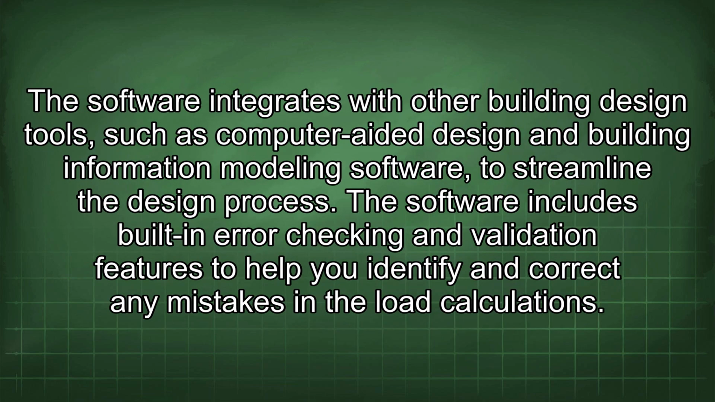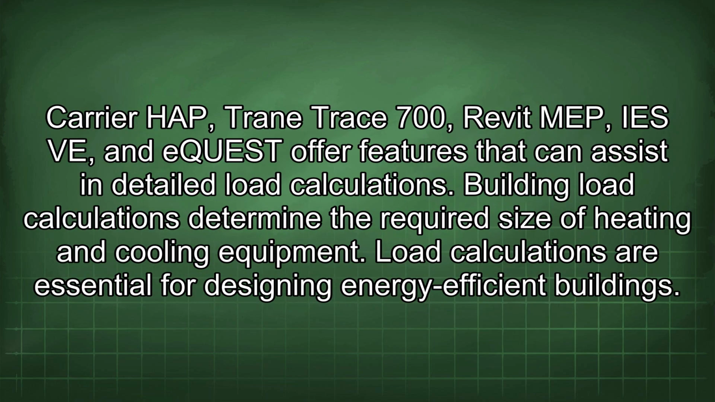The software integrates with other building design tools such as computer-aided design and building information modeling software to streamline the design process. The software includes built-in error checking and validation features to help you identify and correct any mistakes in the load calculations. Carrier HAP, Trane Trace 700, Revit MEP, Wise V, and eQuest offer features that can assist in detailed load calculations. Building load calculations determine the required size of heating and cooling equipment.